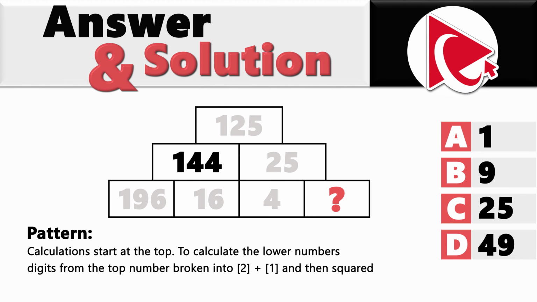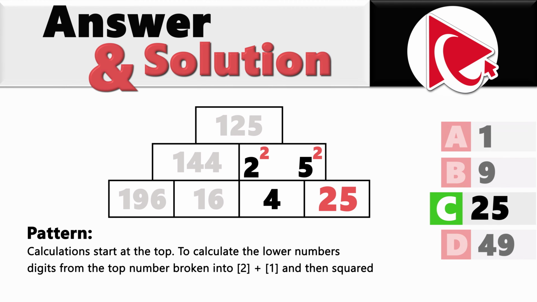Let's do the same trick with the left section of the bottom row. 14 squared is 196, and 4 squared is 16. As you can see, the bottom row right section is calculated as 2 squared, which equals 4, and 5 squared, which equals 25. So the correct answer here is choice C, 25.